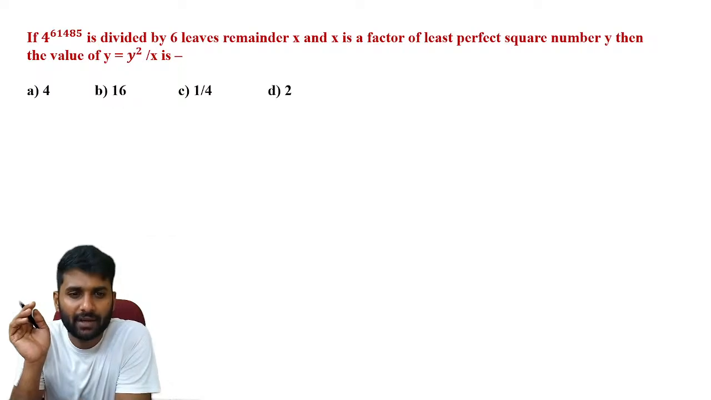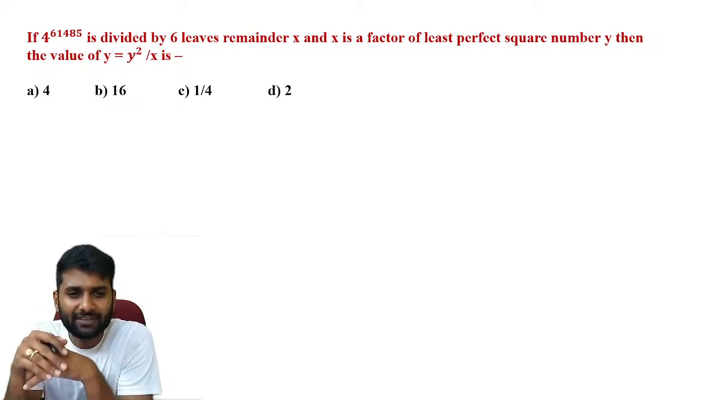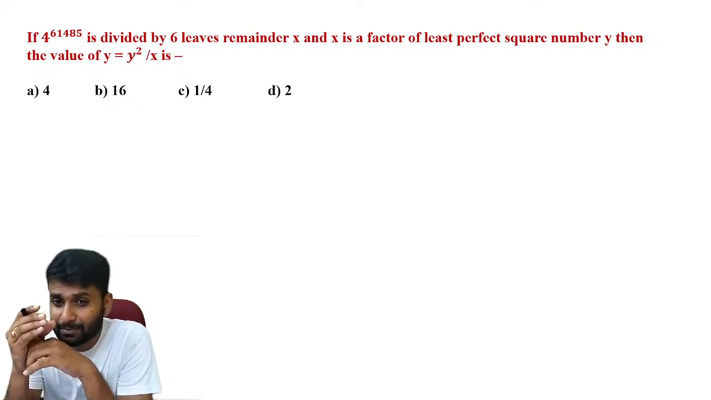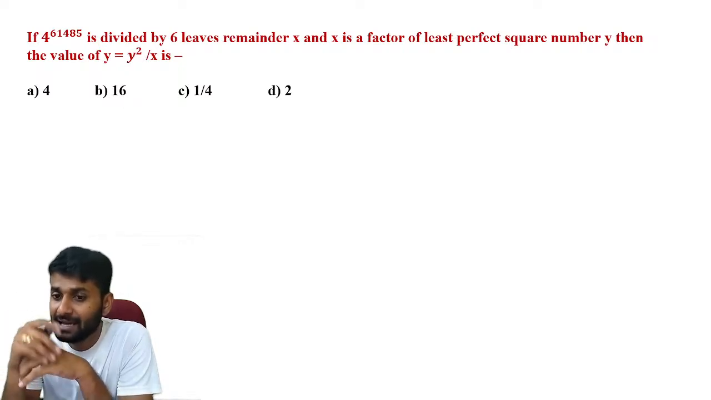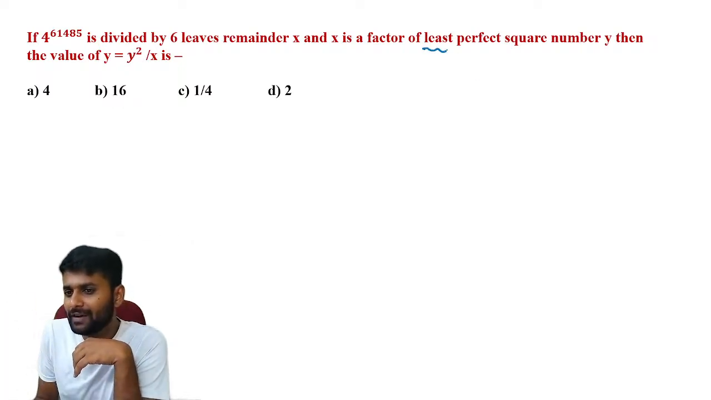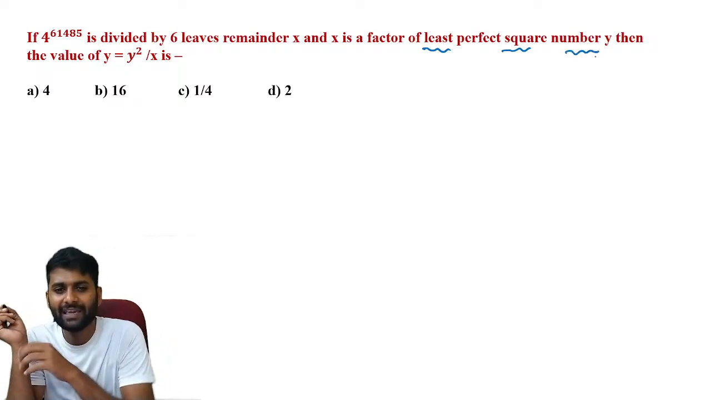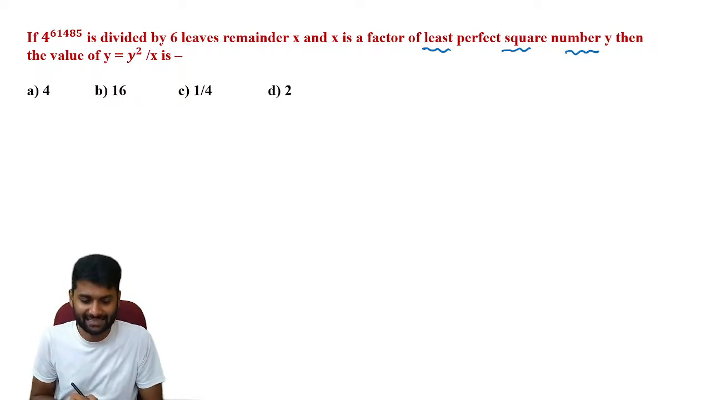Now let's see this question. If 4 power 61,485 is divided by 6, it leaves remainder x. x is the factor of the least perfect square number y. Then what is the value of y square by x?